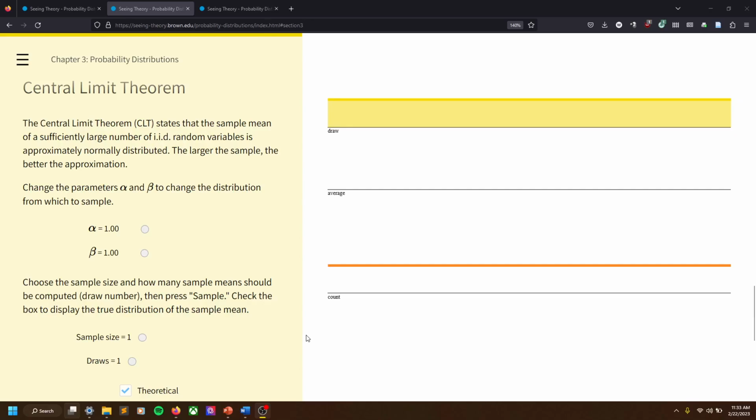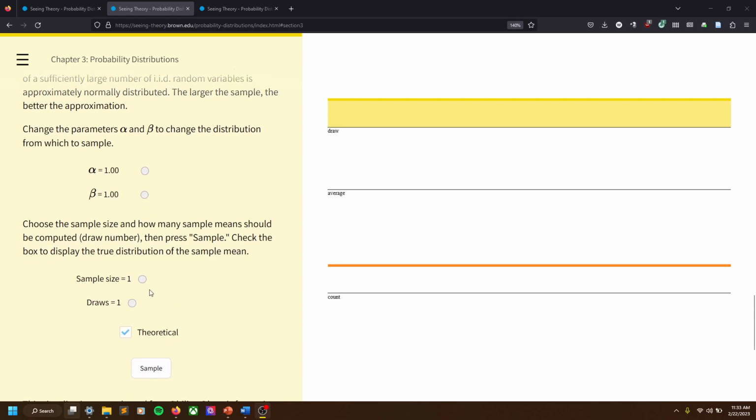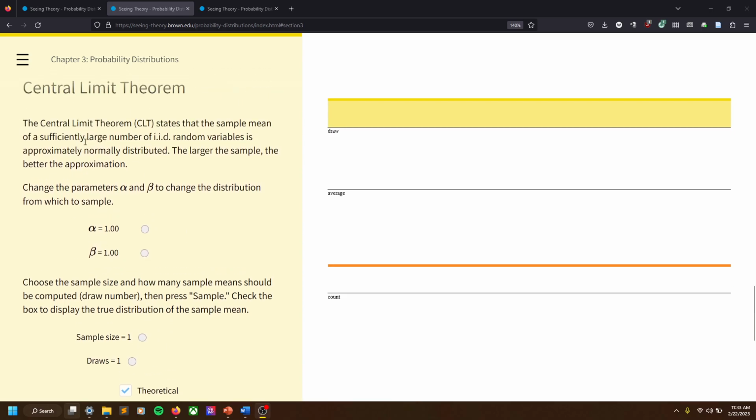Okay, so in this first video, we're going to use the Seeing Theory website to simulate the central limit theorem. And let's briefly refresh what the central limit theorem is. What this is stating is that if we have some population, in this case this yellow area, this is what the population distribution looks like.